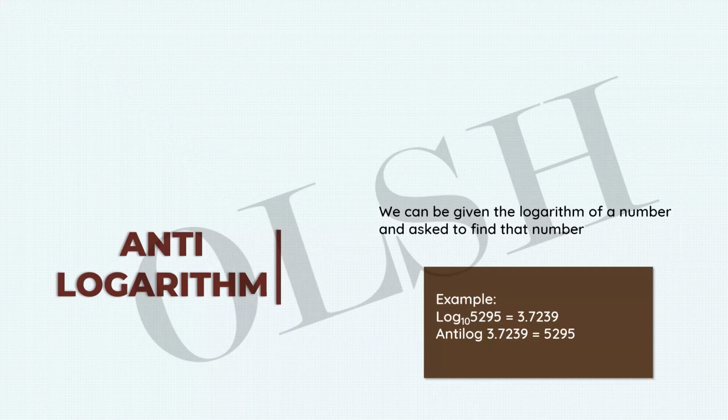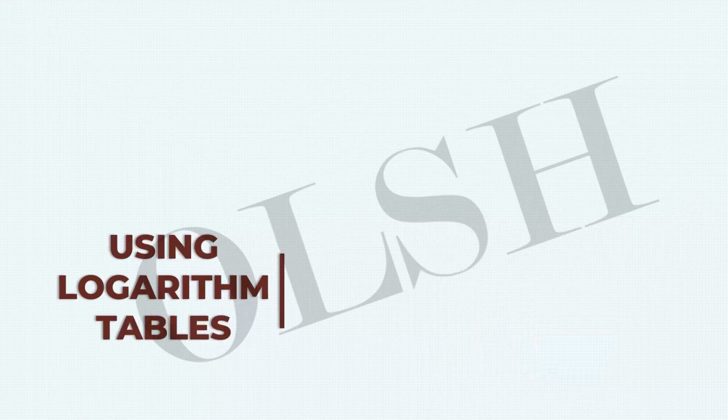We can be given the logarithm of a number and asked to find that number. So for example, we have log 5295 to base 10 equal to 3.7239. We're now asked to find the antilog of 3.7239. That would give us 5295. So it's like doing the reverse of what we did in finding logarithms. So let's look at using logarithm tables to get our antilogs.